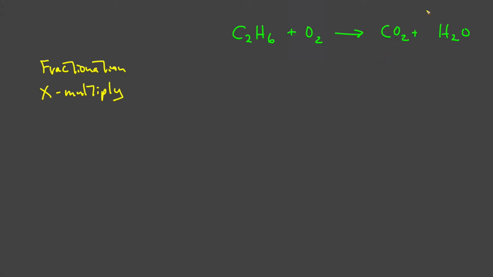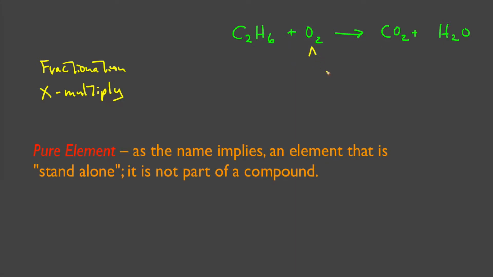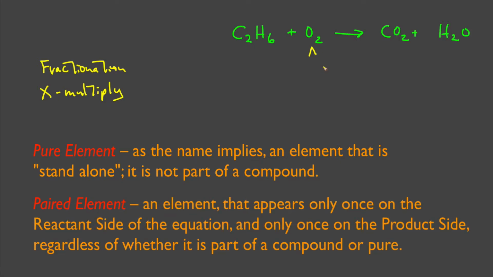Last time, remember, the first thing that you're supposed to do is identify any pure elements, and we see oxygen as a pure element. The next step is to identify any paired elements, which are elements that appear once and only once on each side of the equation. We first consider carbon. It appears once and only once on each side of the equation, as well as hydrogen. Hydrogen appears once on the reactant side and once on the product side. Oxygen appears once on the reactant side and twice on the product side, so it is not paired.